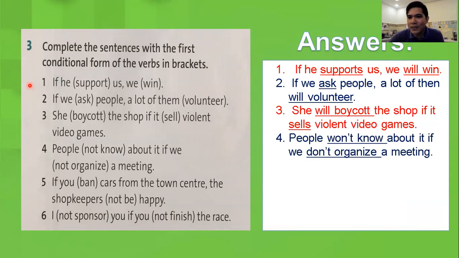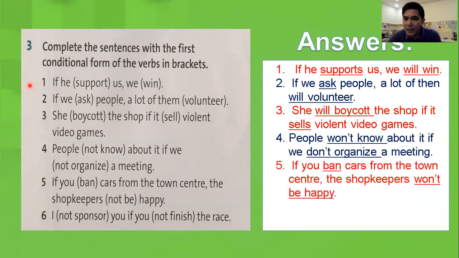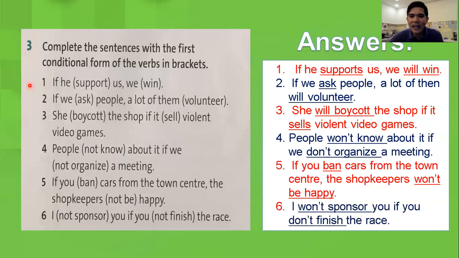Number 5, if you ban cars from the town center, the shopkeepers not be happy. This one is the same as number 2. Condition first, situation first, then the result. If you ban cars from the town center, the shopkeepers won't be happy. That's negative. But the situation is present simple, ban. For number 6, I not sponsor you if you not finish the race. The answer is, I won't sponsor you if you don't finish.